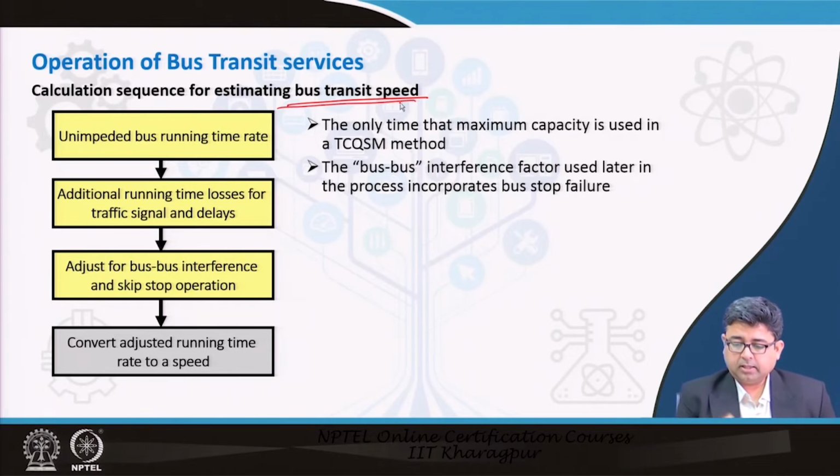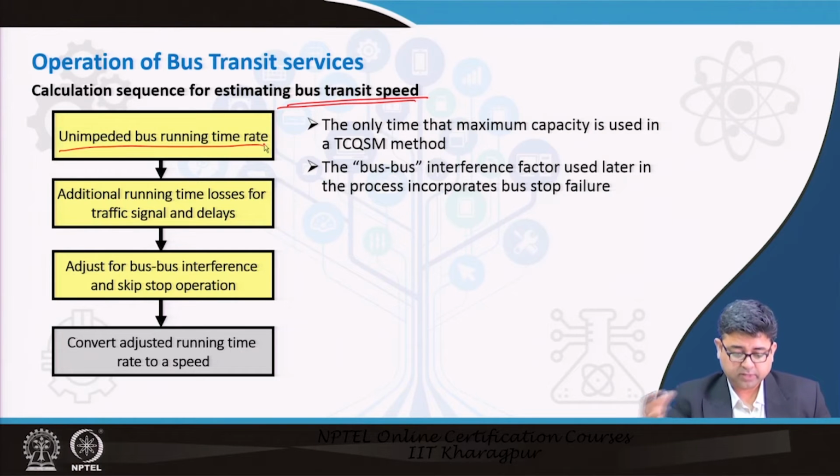The second thing to understand is how to calculate bus transit speed. First you have to assume some sort of unimpeded bus running time rate, right. What you usually do is look at the posted speed limit and say that if the bus was unimpeded, if there was no traffic on the road, this is the number of buses that could pass through this segment in a given period of time. Based on the speed limit, you can calculate the bus speed and assume that this might be the rate of buses going through that segment.